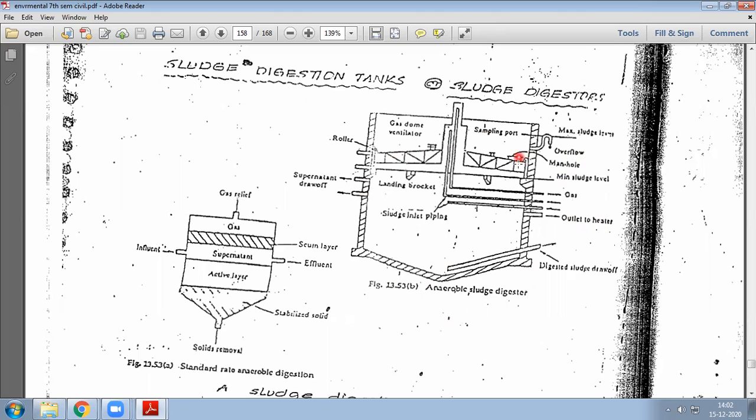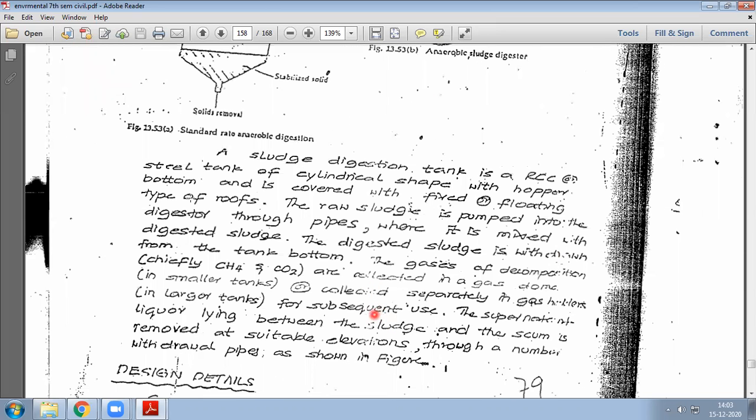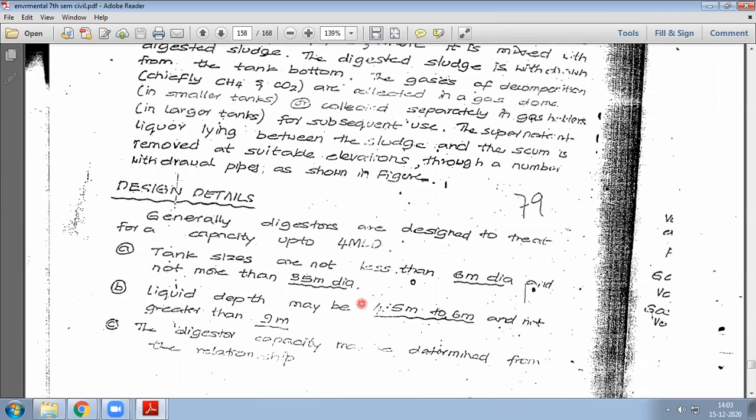And manhole means, if people want to clean it, there is a manhole they have provided. So gas will be collected here, and the digested sludge they will try to remove from here. Okay, so this is the function. What I told is written in the paragraph: methane gas and carbon dioxide. Those things only they will collect.